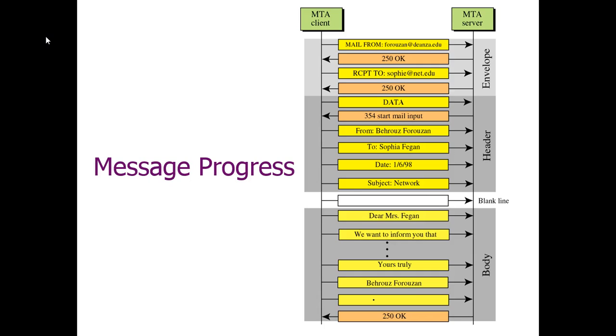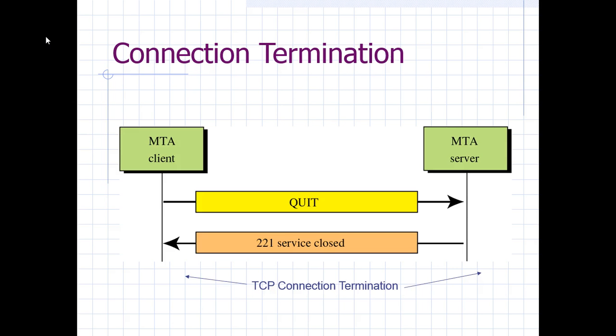And this is how the message progresses. The MTA client would send the mail from address to the MTA server. The MTA server would respond with 250 OK. Then the RCPT TO is sent, and that is also acknowledged. Then DATA is sent, and then 354 start mail input is sent from the MTA server to the client, and the email message structure, the header and the body, everything is sent, and this is how the message progress happens.